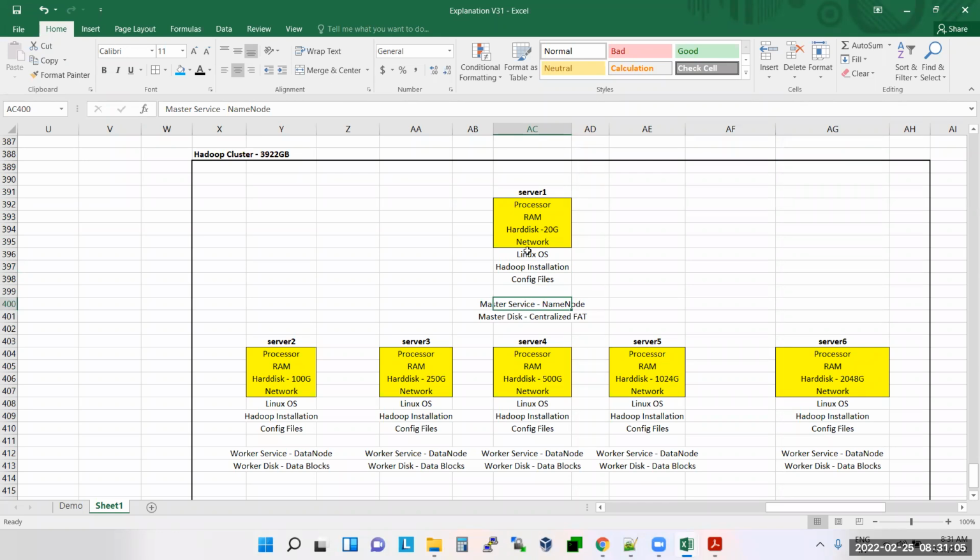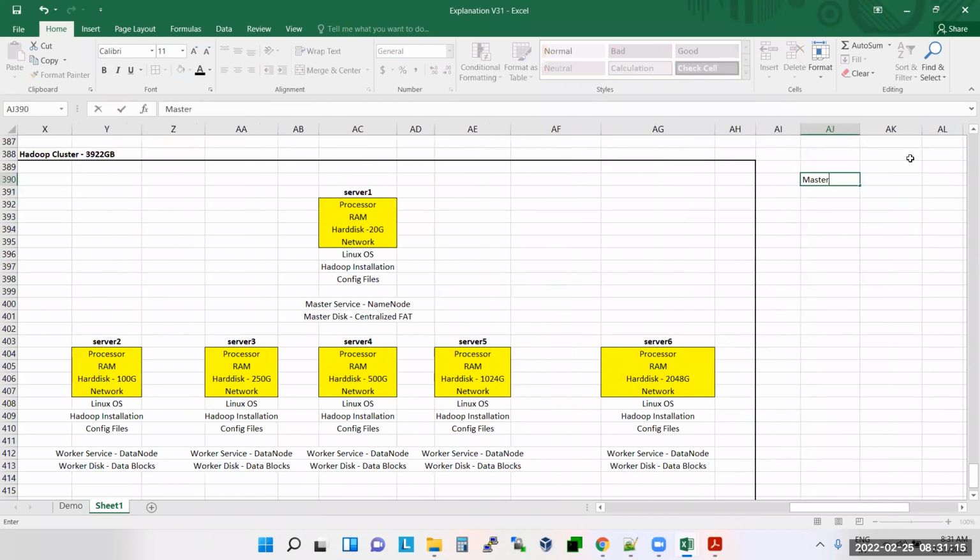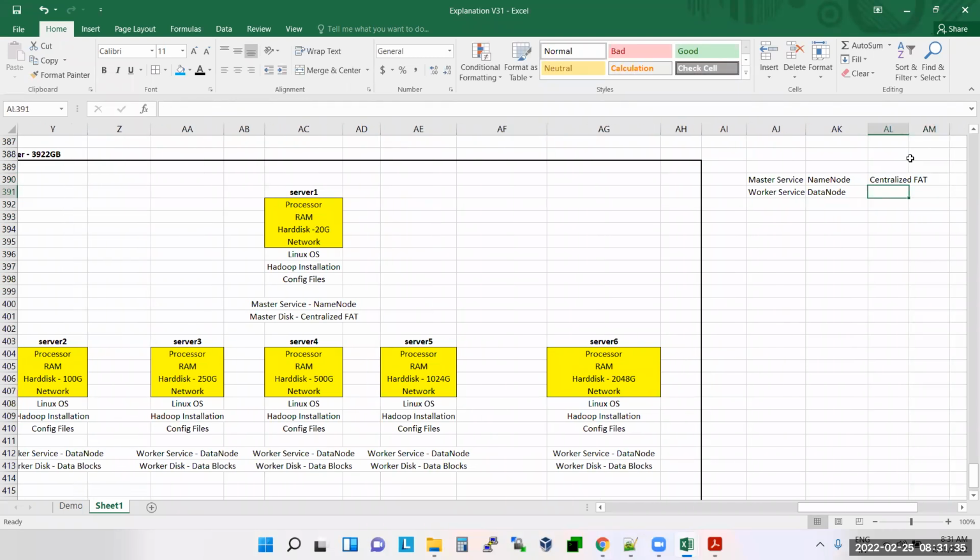If you want to make a master disk node, you should start the master service, which is name node. The worker service is data node. The master service will maintain the centralized metadata. The worker service will maintain data blocks. Correct or not?